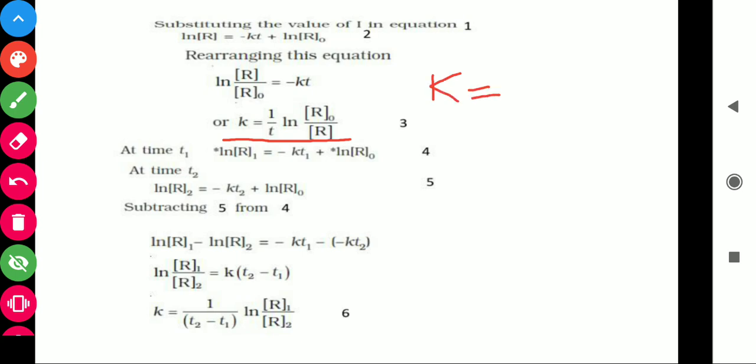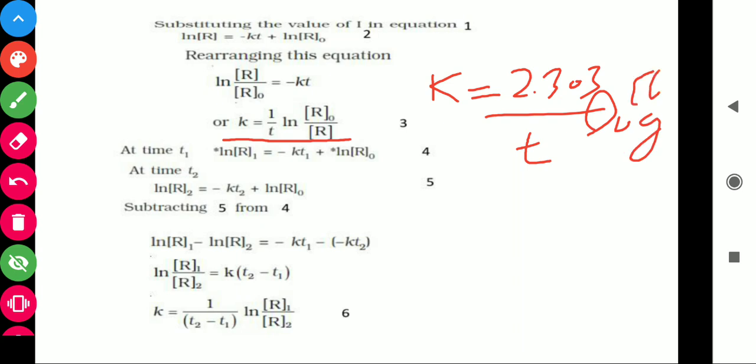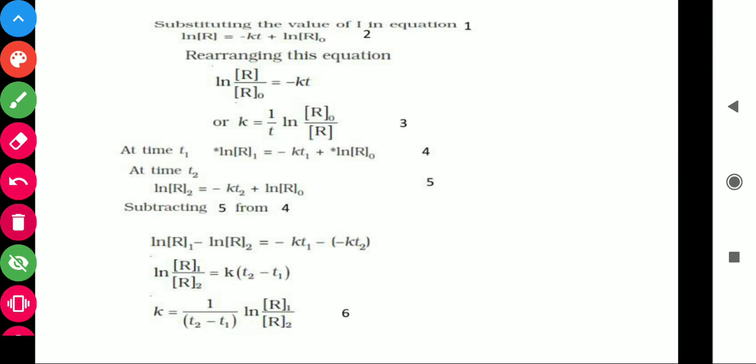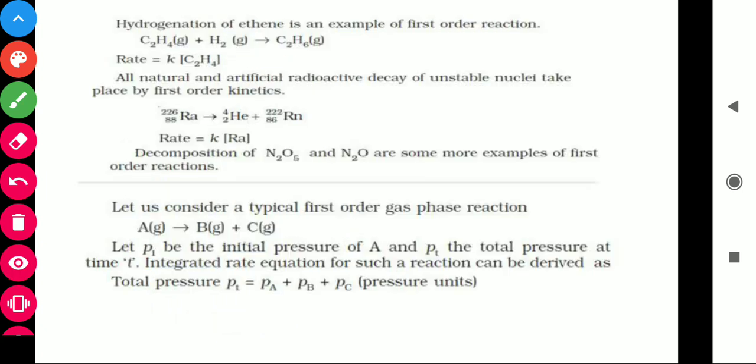Means k is equal to 2.303 upon t log R naught upon R. Here R naught is equal to initial concentration and R is equal to concentration of reactant after formation of product. Let's discuss first order reaction in terms of when all reactants are gaseous.